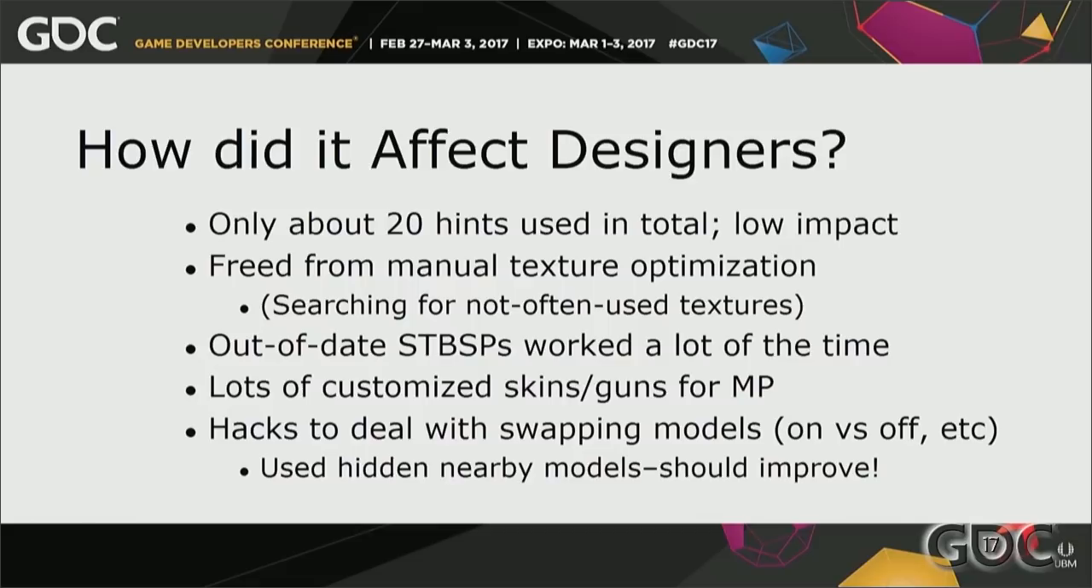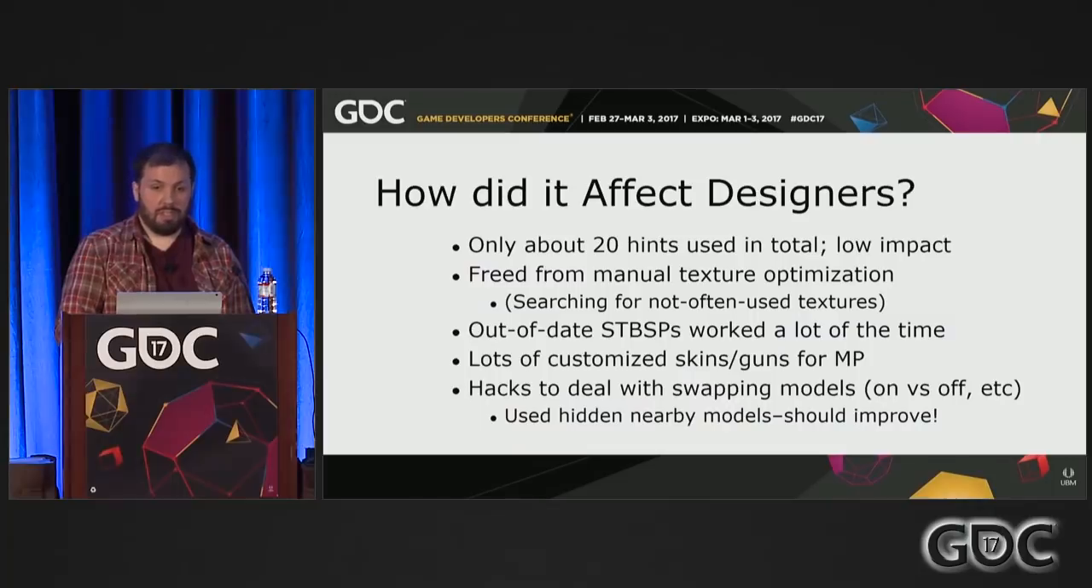As far as designers, we didn't really use very many hints, ultimately. It saved designer time because usually they have to do a pass late in the project where they look for textures that aren't used that often and get rid of them, but now it just doesn't matter because those rarely used textures will only take 64K or a bit more than 64K of memory. And we did achieve the goal of having lots of customized skins and guns for multiplayer.